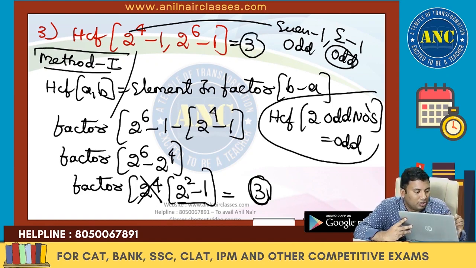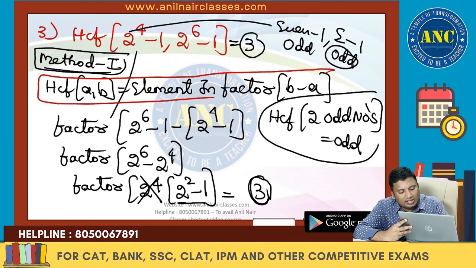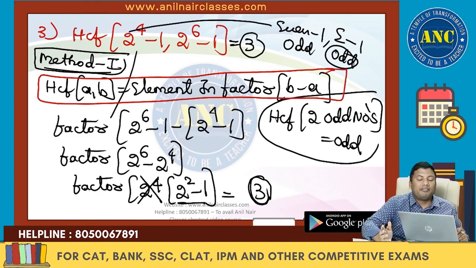This is by using method 1. What is method 1? Method 1 is: HCF of any two numbers, the answer is an element in the set of factors of their difference. I hope the idea is clear.